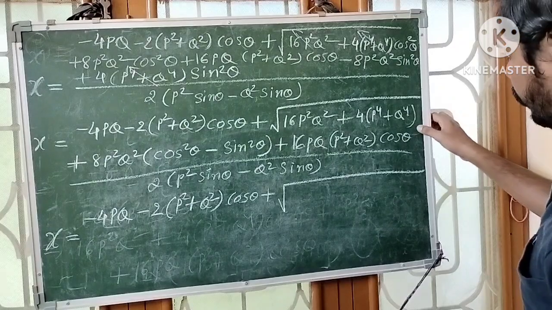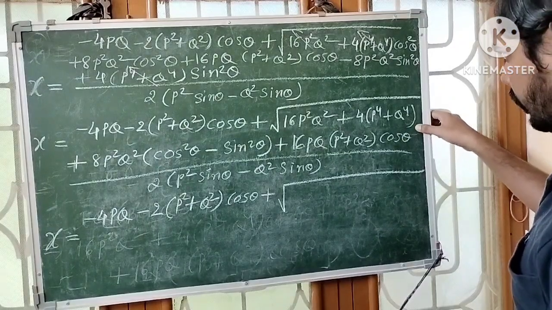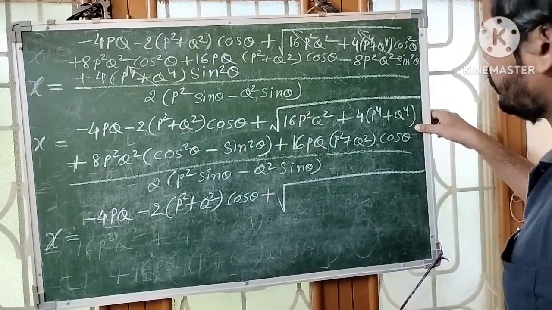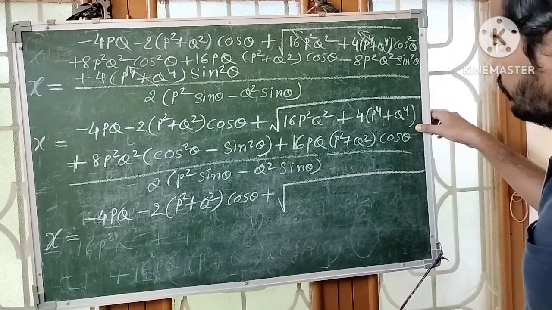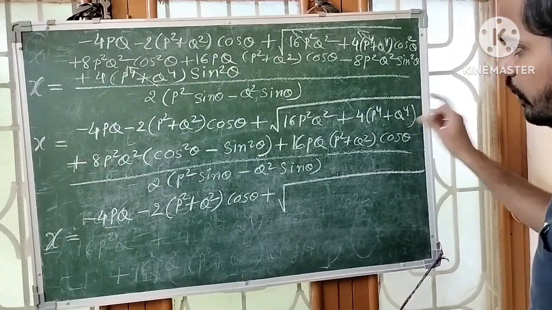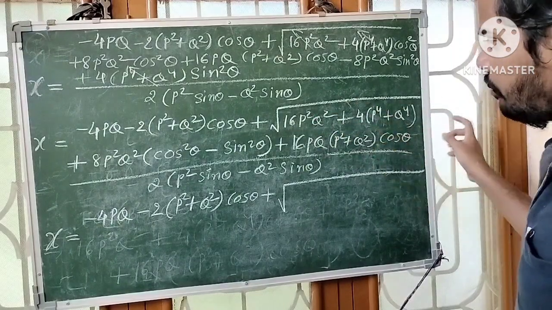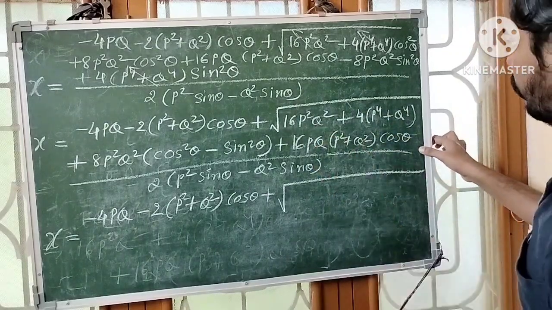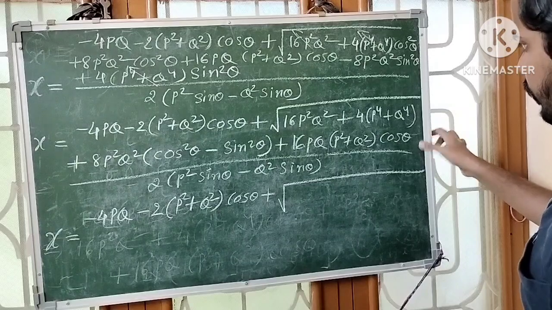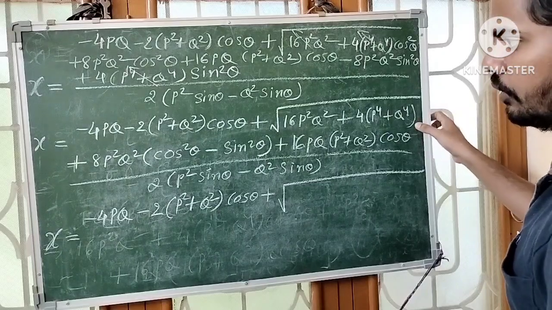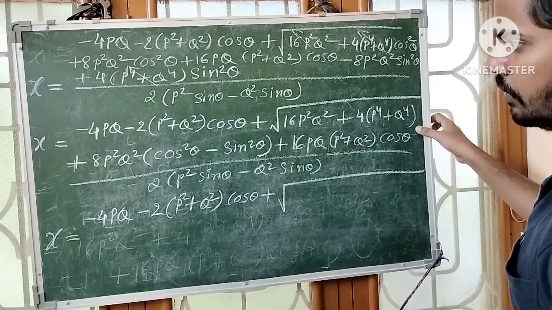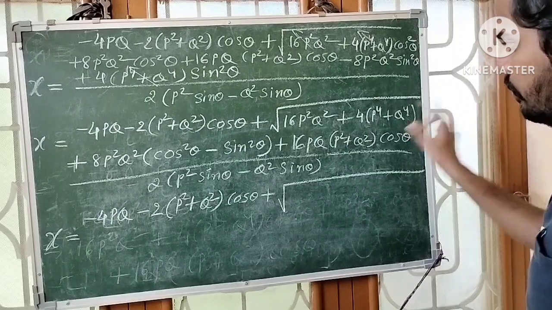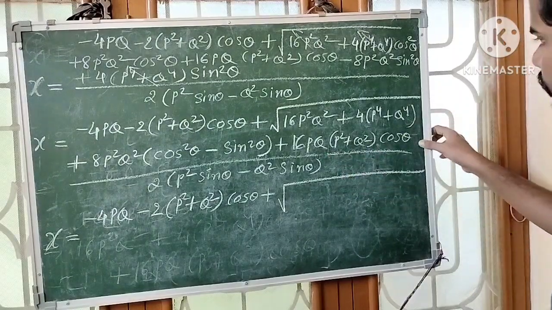Let's see if it is possible to simplify further or not. Ultimately we need to eliminate the square root symbol. So here 16 p square q square plus 4 (p power 4 plus q power 4) plus 8 p square q square (cos square theta minus sin square theta) plus 16 (p square plus q square) cos theta.